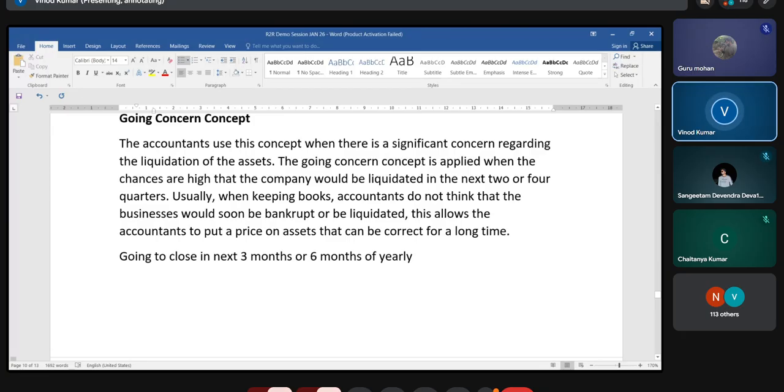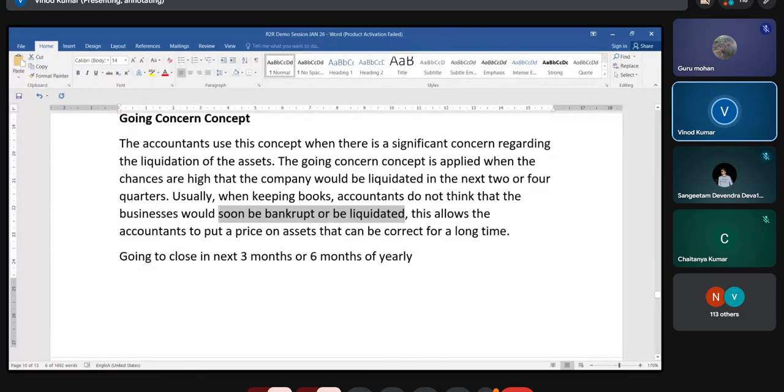Okay, just for your knowledge, this is not a very technical question. Accountants use this concept when there is significant concern regarding liquidation of an asset. Liquidation of assets is nothing but the company getting closed. So the going concern concept is applied when the chances are high that the company will be liquidated, that is, the company will be closed in the next 2 or 4 quarters, that is, the next 6 months or 1 year. Usually when keeping books, accountants do not think that the business will go bankrupt or be liquidated. So this allows the price of an asset to be kept for a longer period, guys.